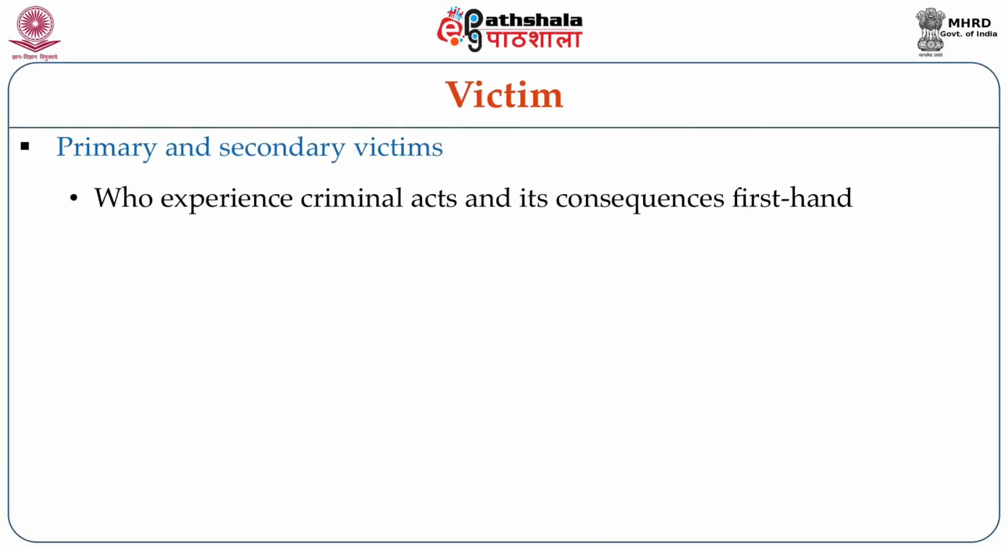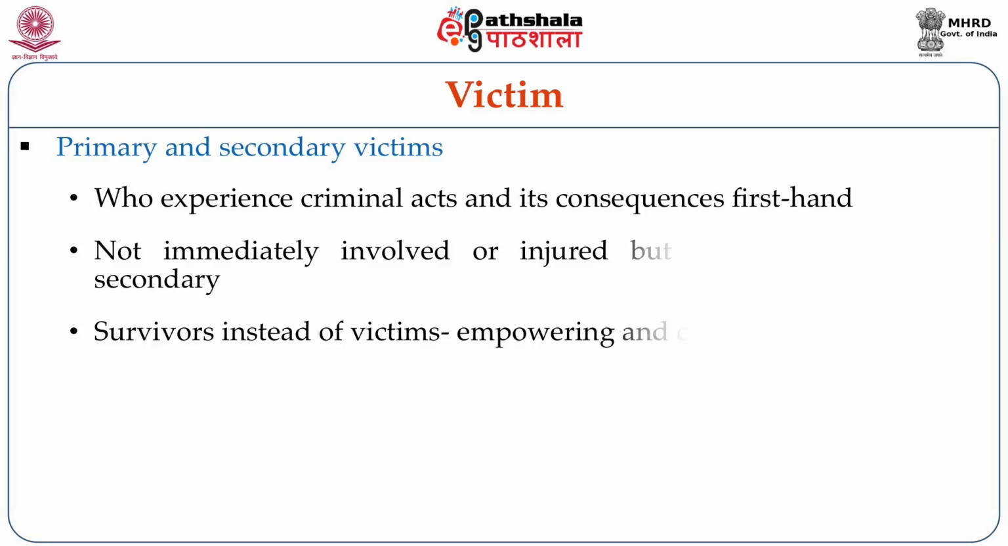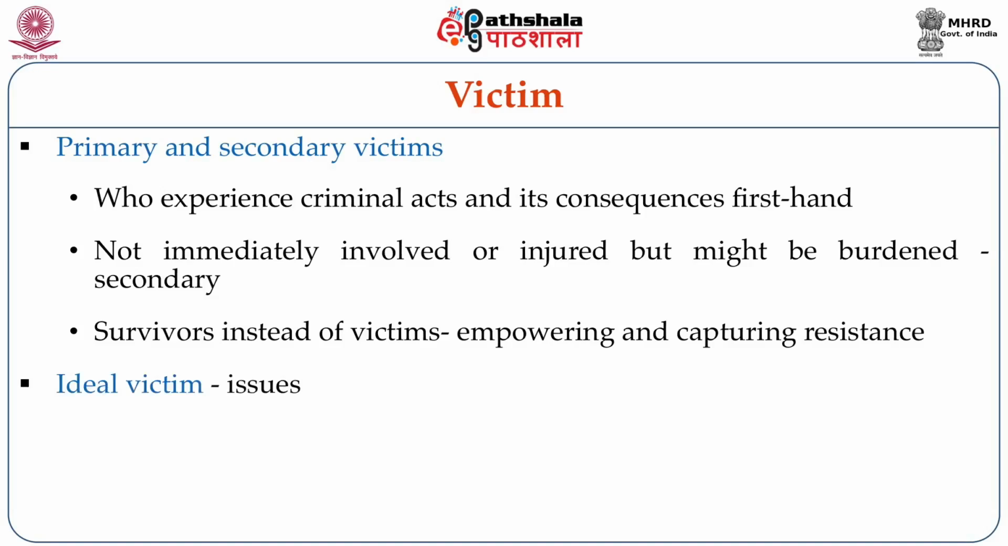When we look at the word victim, we could also categorize them in terms of primary and secondary victims. Who are primary victims? Those who directly experience the criminal act and face its consequences firsthand. Secondary victims are those who are not immediately involved or injured but are burdened nevertheless by the act of crime that is perpetrated. This would largely include family members and community members.